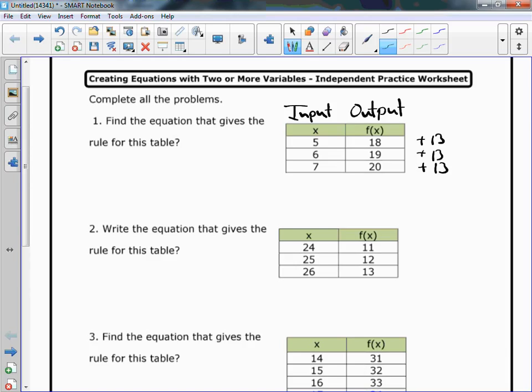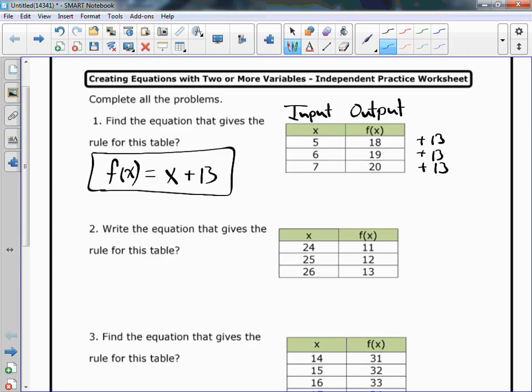So what we can do is take the input variable, and we say that when I input something into x, I have to add 13 to it for that to work for my function, f of x. My function is, when I put an input x in, I add 13 to it. That's what happens in that table. So this is my equation in two variables.